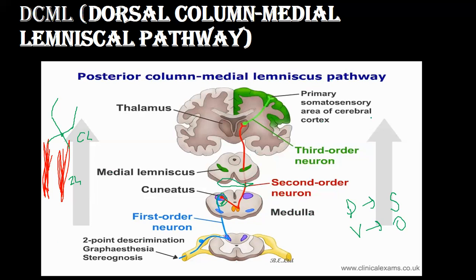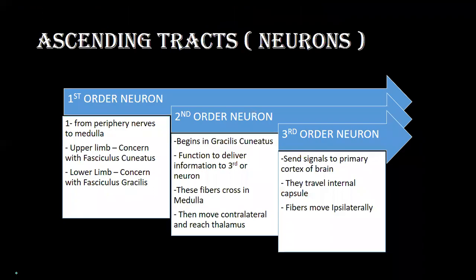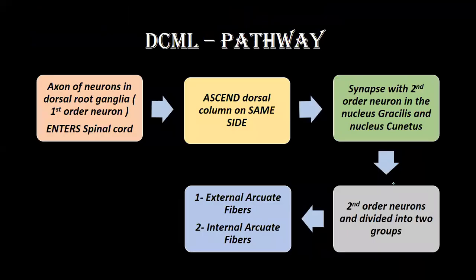But what we see in the diagram is our internal arcuate fibers, because they go from the midline and then pass through the medulla, then pons, then midbrain, then corona radiata, and then finally it goes to the cerebral cortex.